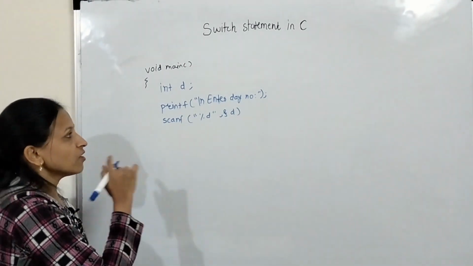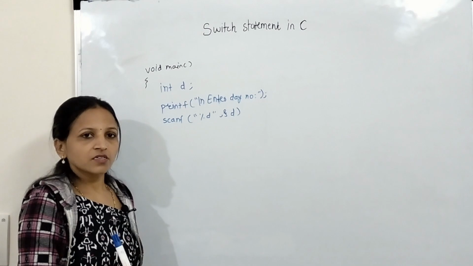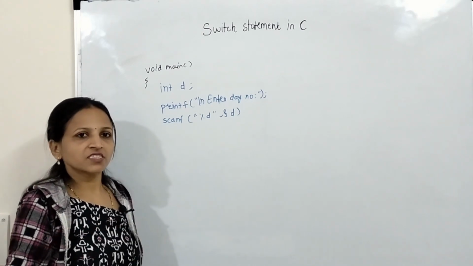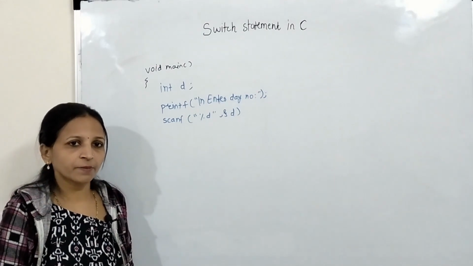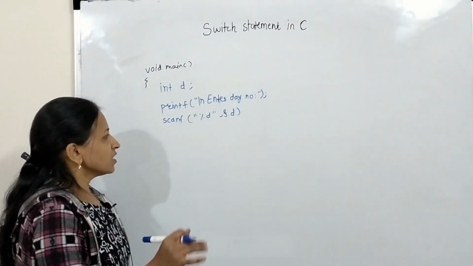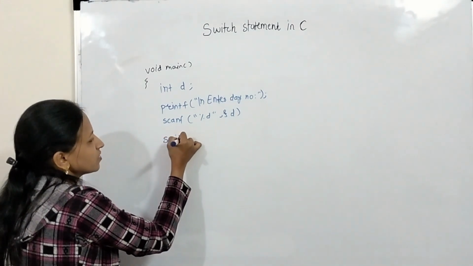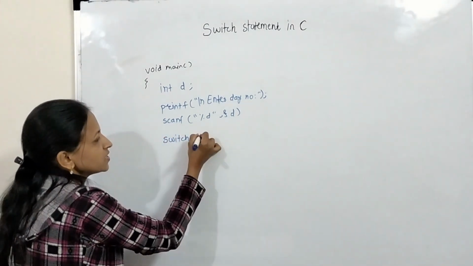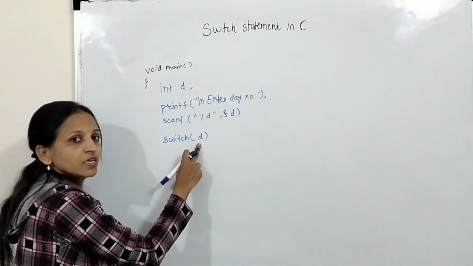Suppose then we have to match that day number with 1 2 3 4 5 6 7 values. Okay, if day number is 1, then we have to display Sunday. If day number is 2, then we have to display Monday. Now here we can use switch case in this way. See, switch, what we have to check, that is day number that is stored inside this d variable. That way we will put here d.